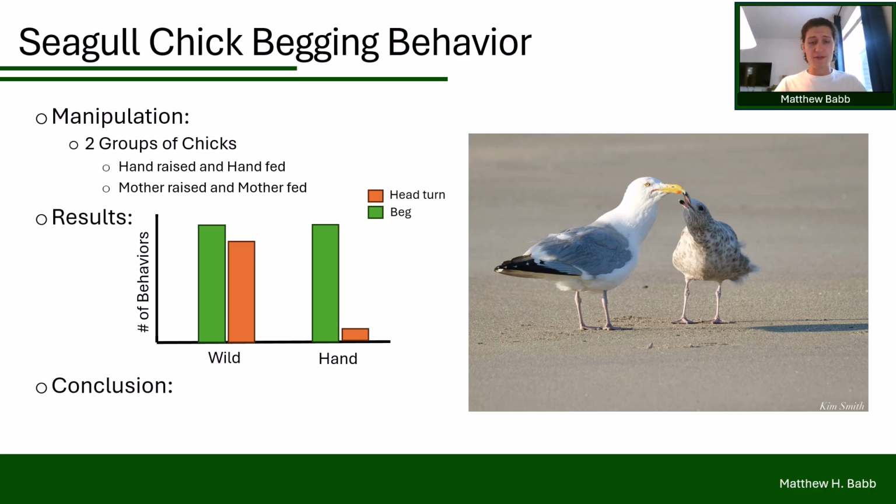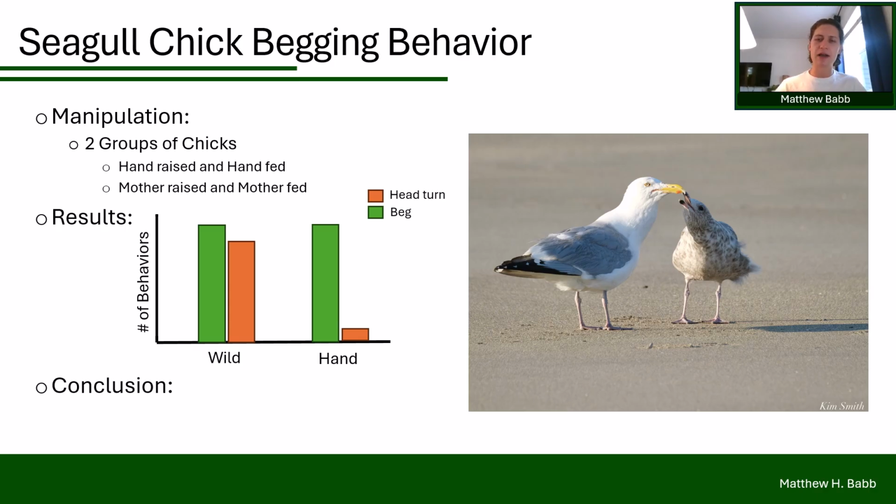And so if you look at this graph, one of the big parts about animal behavior is looking at results and being able to interpret what those results mean. So let's look at this graph, and I'll give you a second to think about what the conclusion of this graph might be. We see that the wild group were both turning their head a lot, as well as begging a lot, whereas the hand-reared chicks would beg, but they wouldn't really turn their head.